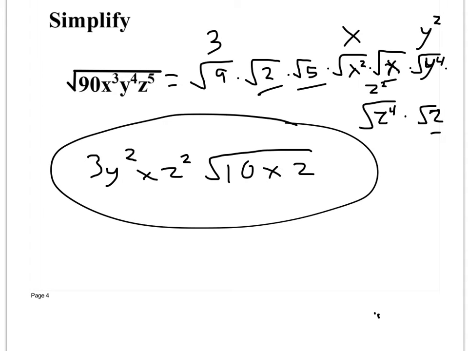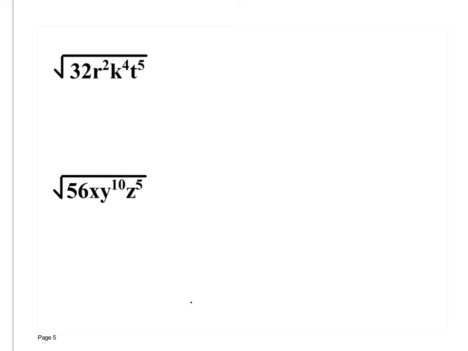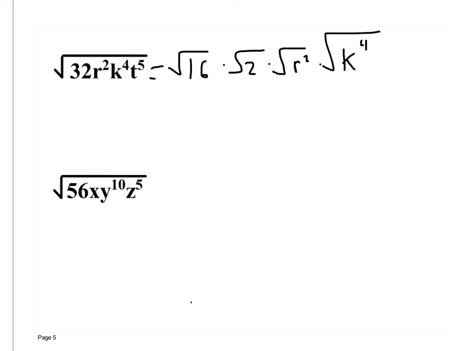So there's your answer. Square root of 32 r squared k to the 4th t to the 5th. I'm going to break it up as much as possible. I'm going to do 32 into, someone raise your hand and tell me what I should break 32 into. 2 and 16? How about 2 and 16? Okay. r squared, I'm just going to leave. k to the 4th, I'm going to leave. t to the 5th, I'm going to break into t to the 4th and t.